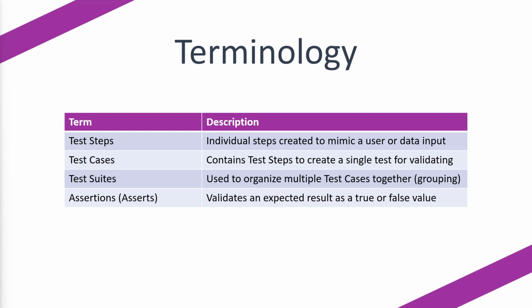Then we have assertions, or also known as asserts. Now this is the validation part. It validates an expected result as a true or false value. You assert that the label contains FloJo because it's been changed when you've pressed save. So the assert contains FloJo on the label would give back a true, so that you know that part of your test has passed.